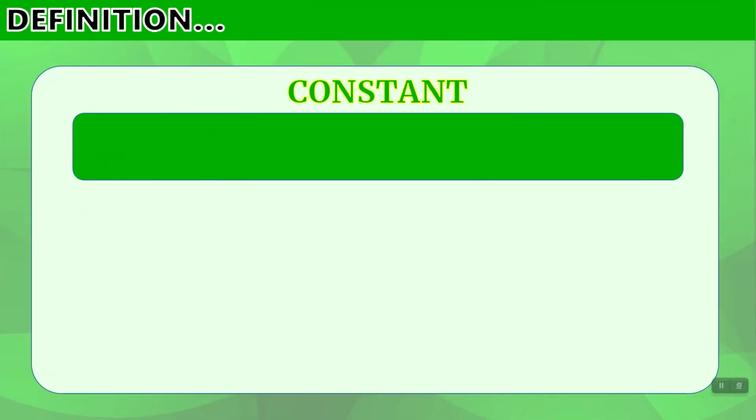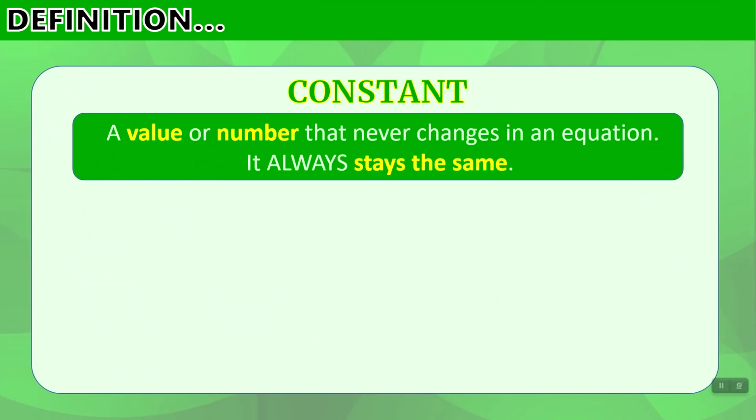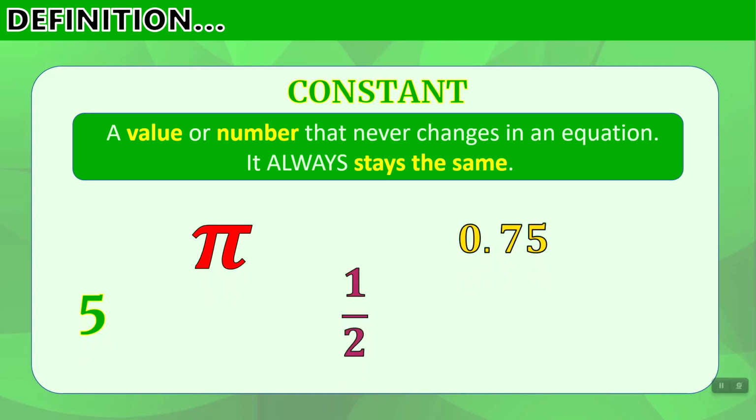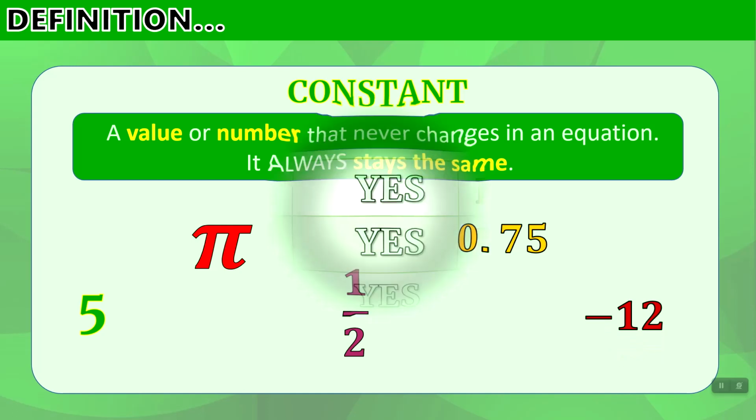First of all, what is a constant? A constant is simply a value or a number that never changes in an equation. It is always the same. And so constants are numbers like 5. Pi is a number. A half, 0.75 is also a number. Minus 12. These will always be the same. They will never change. They will remain constant. And each one of these is known as a constant.